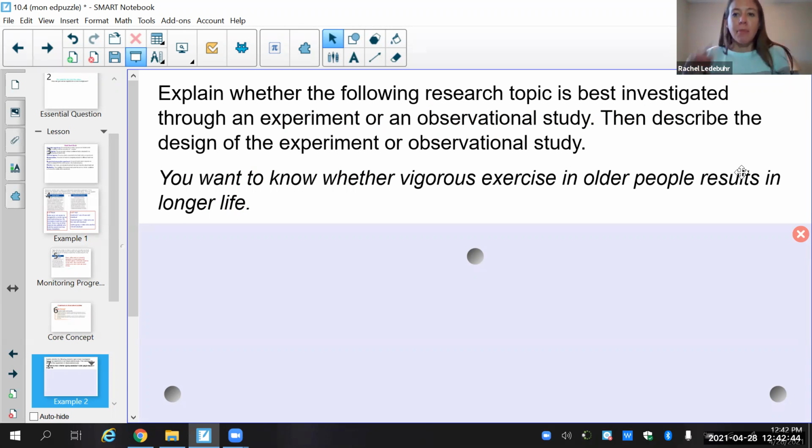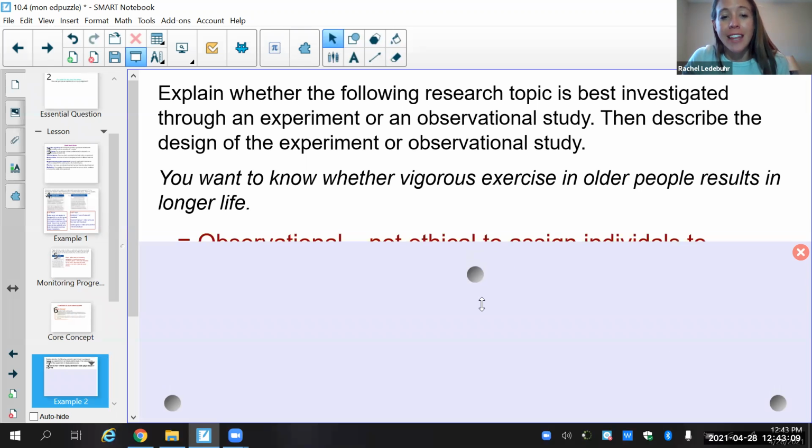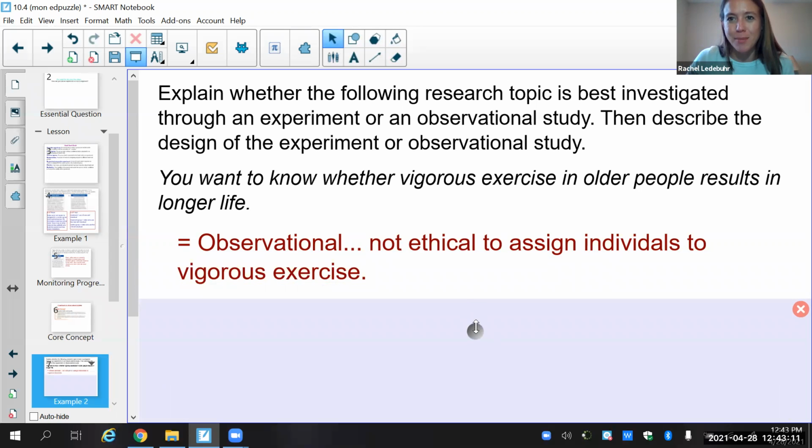Explain whether the following research topic is best investigated through an experiment or an observational study. Then describe the design of the experiment or observational study. Here's our goal: you want to know whether vigorous exercise in older people results in longer life. Should we investigate this through an experiment or an observational study? Well, ethics says we should probably do observational. It's not ethical to assign older people vigorous exercise.